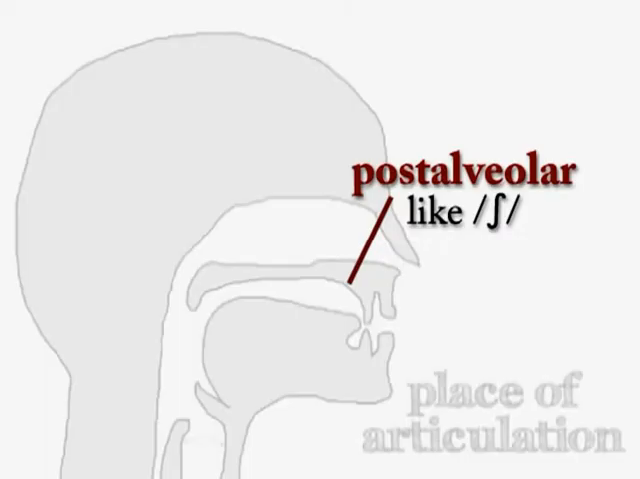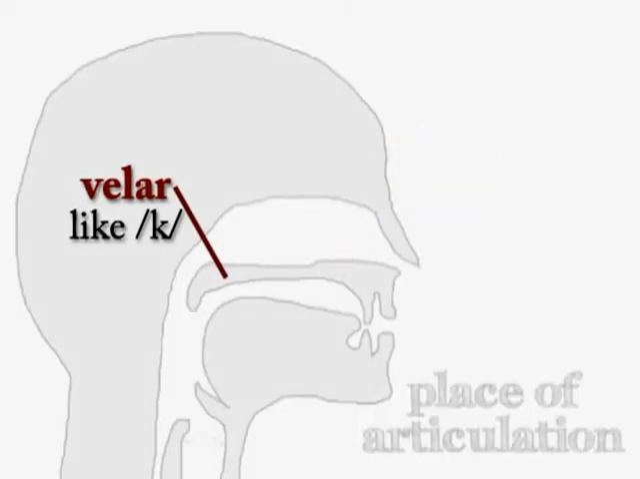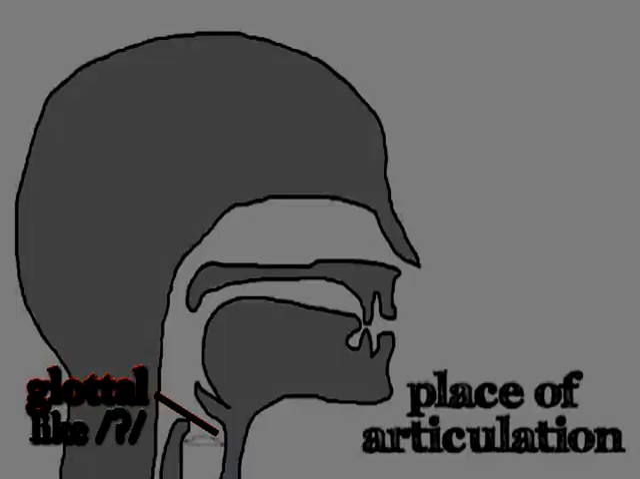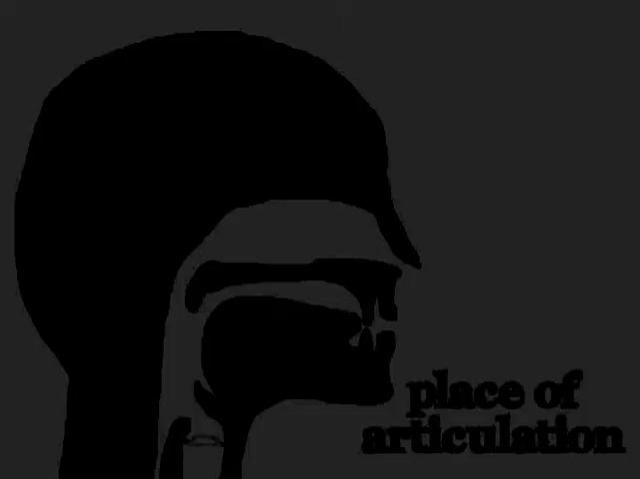If you run your tongue up from your gum ridge further back towards your palate, you can make a postalveolar sound like sh, and then eventually you'll get to your palate, the roof of your mouth, that produces a palatal sound, like y. Further back in your mouth, you have your velum, that produces a velar sound like k. Inside your throat, you have a glottis, and that produces a glottal sound, like the catch in your throat in uh-oh. We've skipped some places of articulation, but that's a good start.